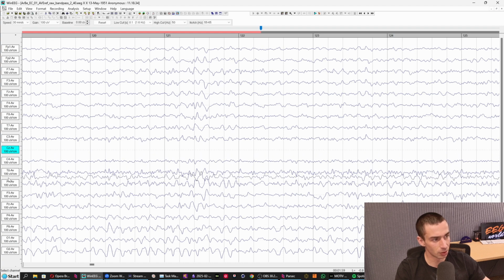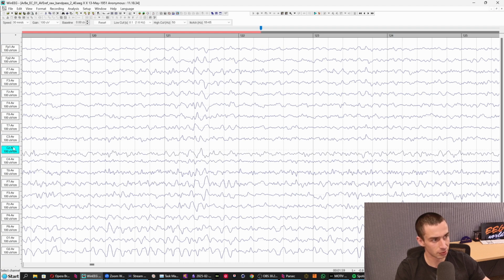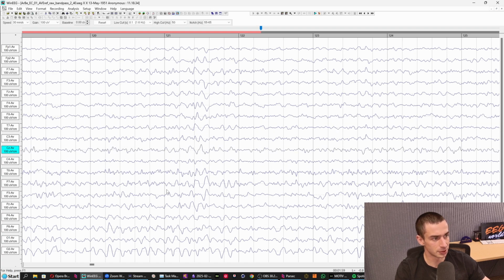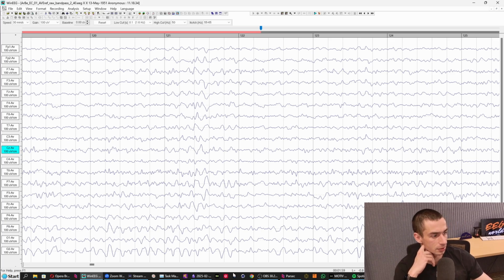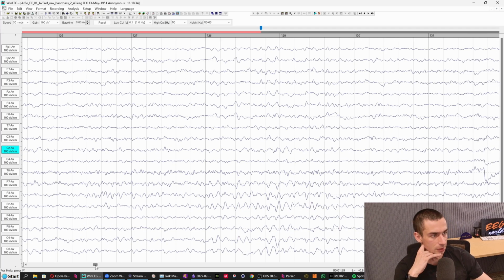Here we see more spiky stuff. This time also phase inverted from CZ to the right temporal. It's less obvious and spiky in this instance.